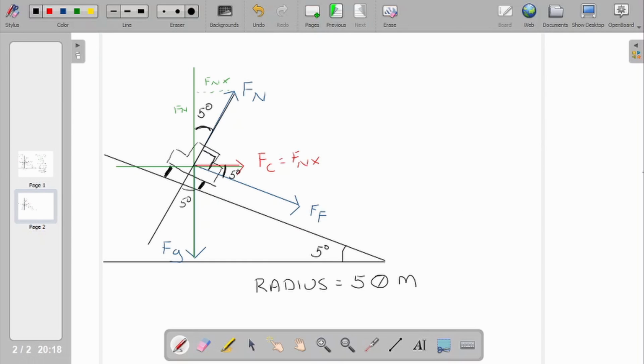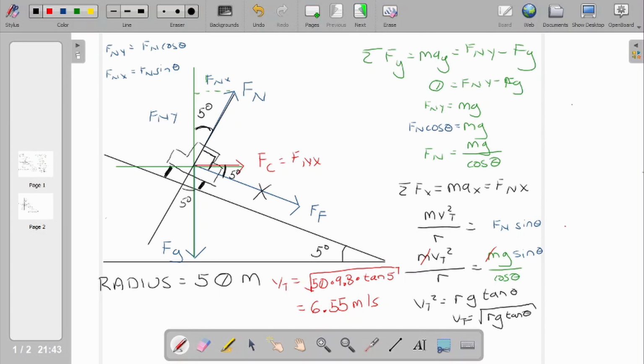Before you get going on that, some quick notes. First, the radius of this particular exit ramp is 50 meters. And secondly, I've made the correction from force normal y to force normal x, as I said I would. Again, apologies for that mistake.